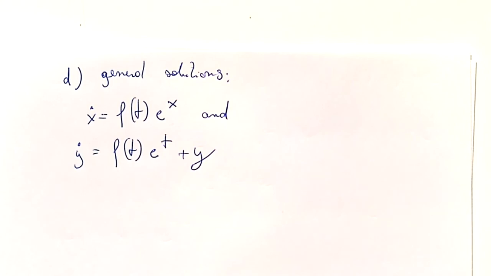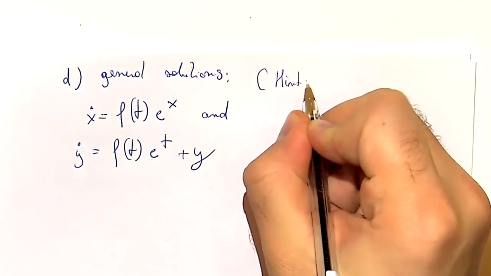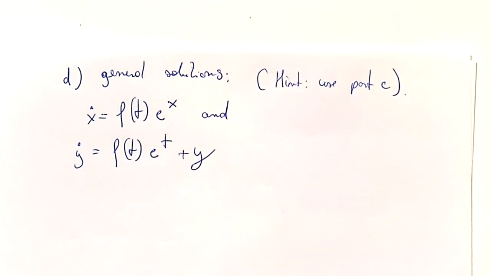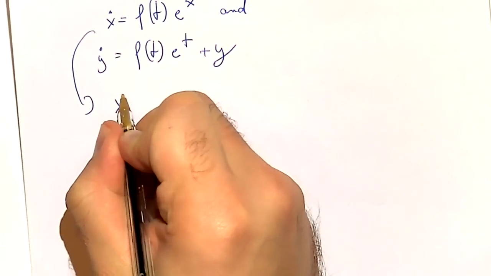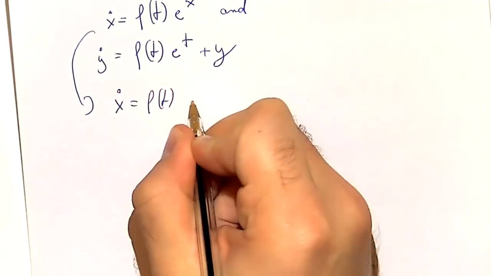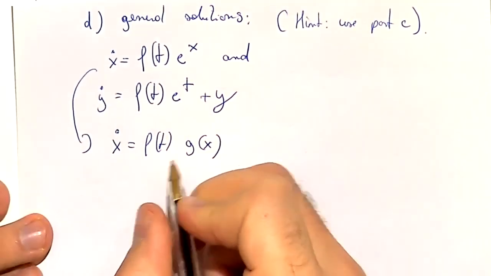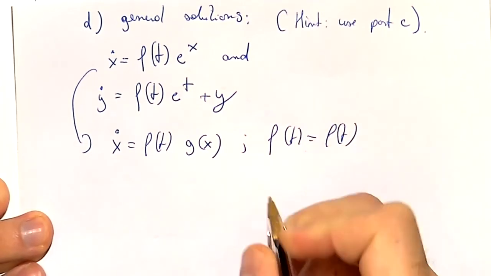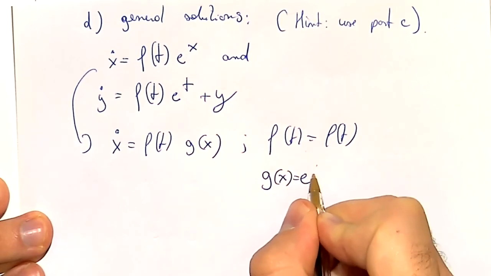Okay, so now in these cases, the professor even says, hint, use part C. It's literally in the exam, so feel free to use it. Again, let's do the first one. x dot is equal to, even in our notation, f of t times g of x. So f of t is equal to f of t. I know that doesn't say much, but g of x is equal to e to the power of x.